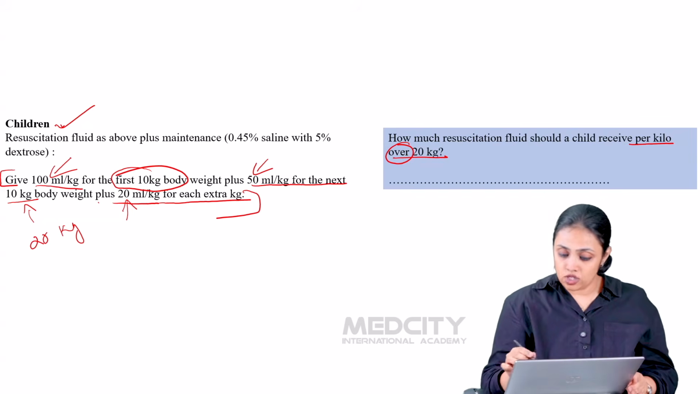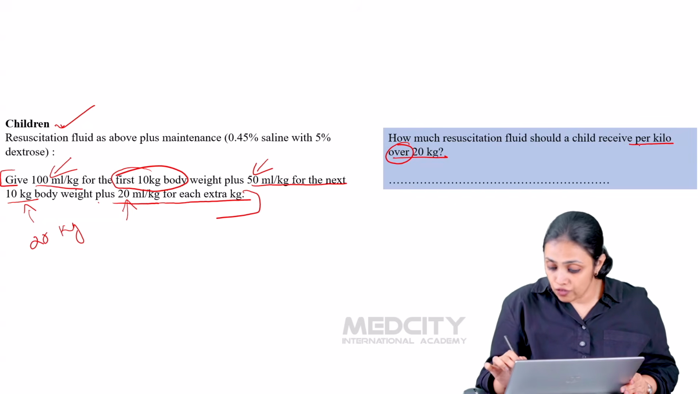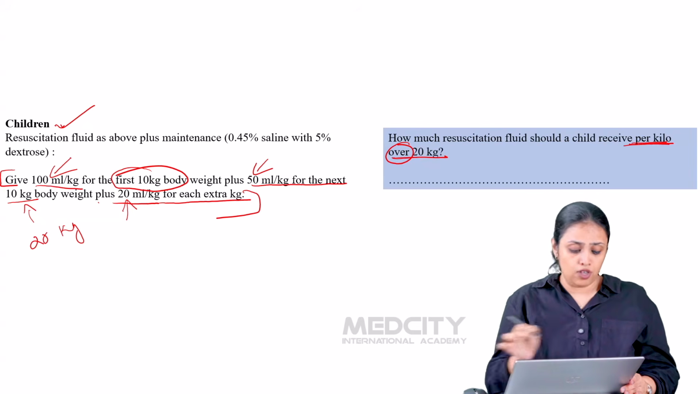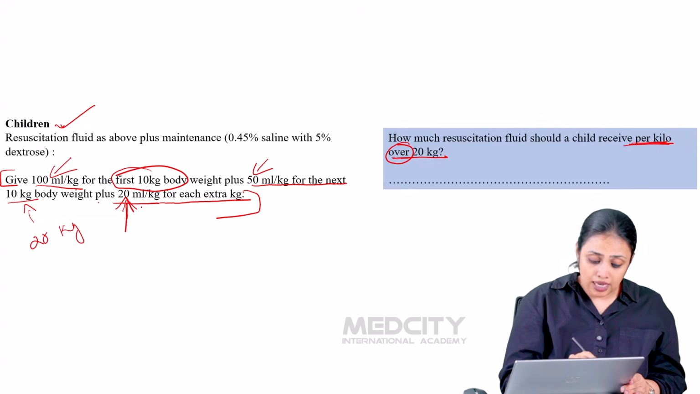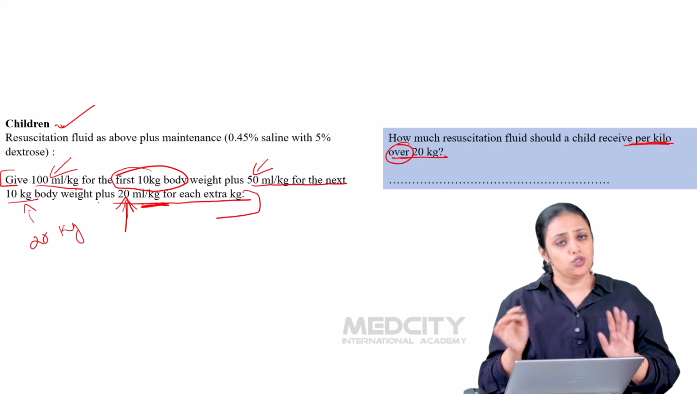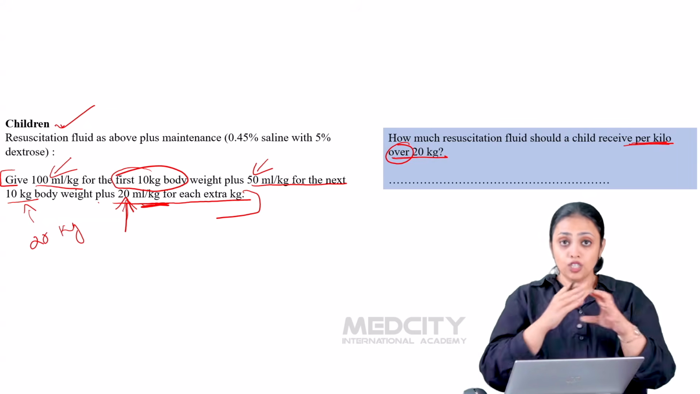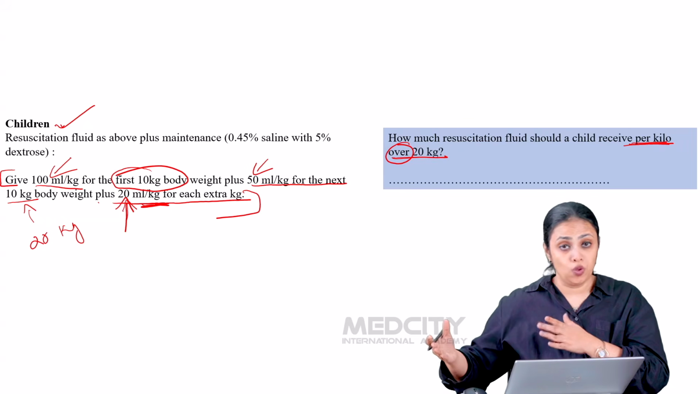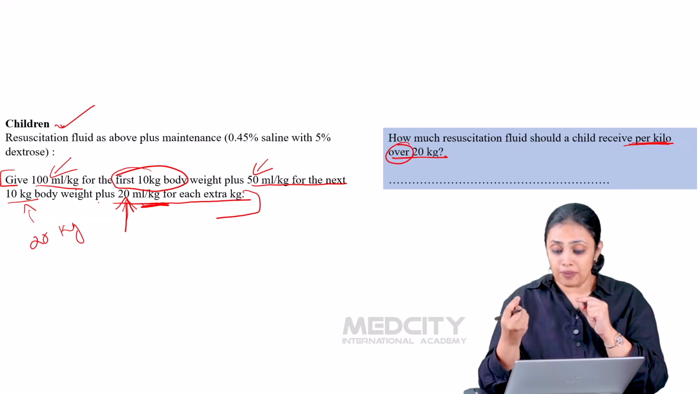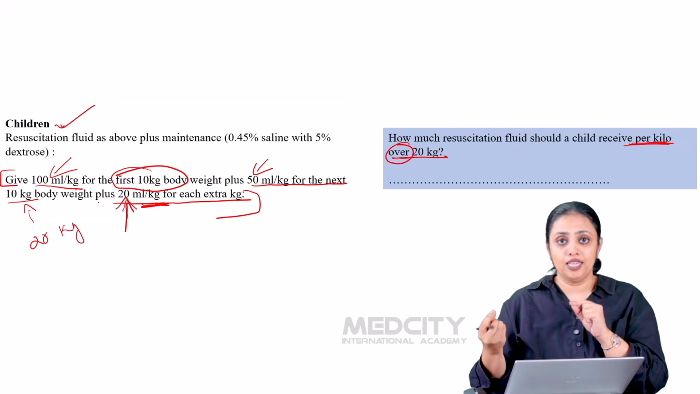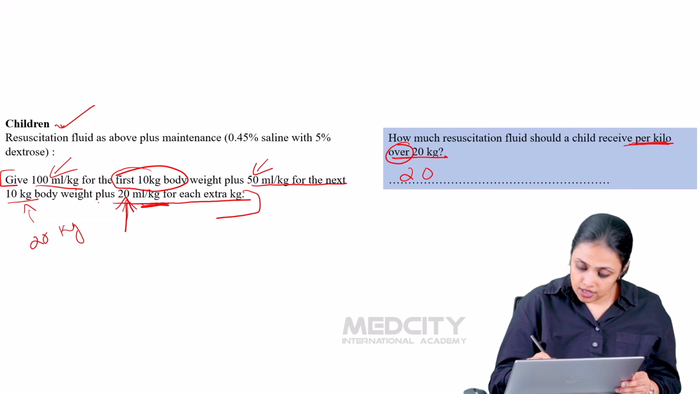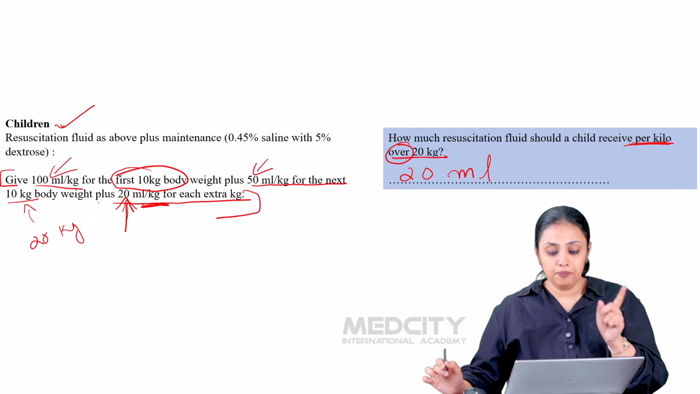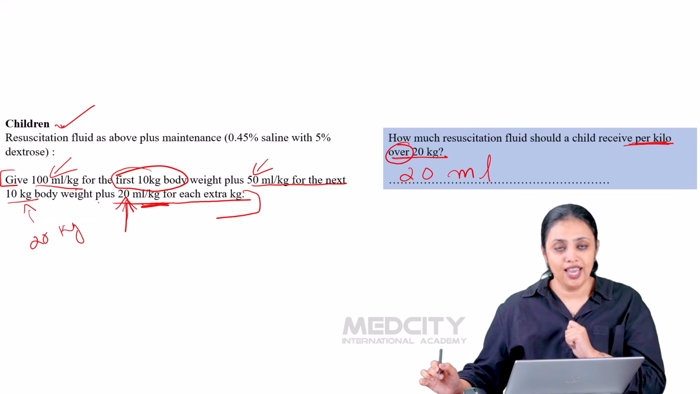So here the question is, for every 1 kilo over 20 kg, how much ml of resuscitation fluid should be given? So it is just 20 ml. It is given here, 20 ml per kg for each extra kg. So that is the answer. They have not asked you to find the total amount of resuscitation fluid that can be given to somebody above 20 kg. No. How much ml per extra kilo would be given after 20 kg? That is the question. So the answer is 20 ml. The answer is just 20 ml per kilogram. Okay, I hope that is clear.